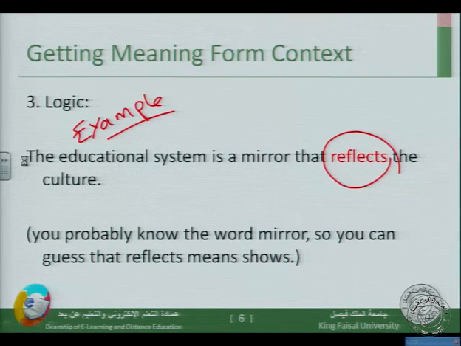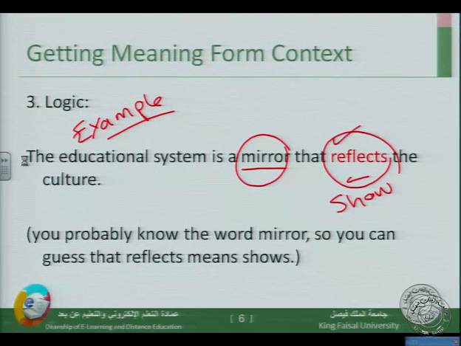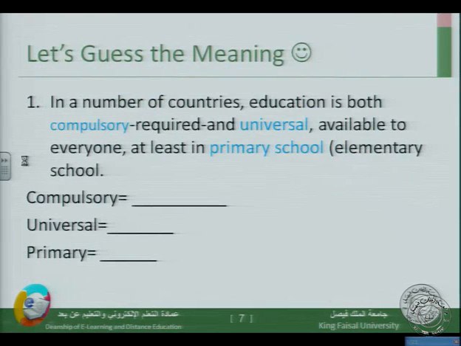Well, you probably know the word mirror, right? مرآة. Mirror, مرآة. Okay? You probably know the meaning of mirror. So you can guess that reflects means show. So I've used logic to guess the meaning of this unfamiliar word. So this is the third way to get a meaning from the context without using the dictionary. Let's move on. Well, this is another exercise.